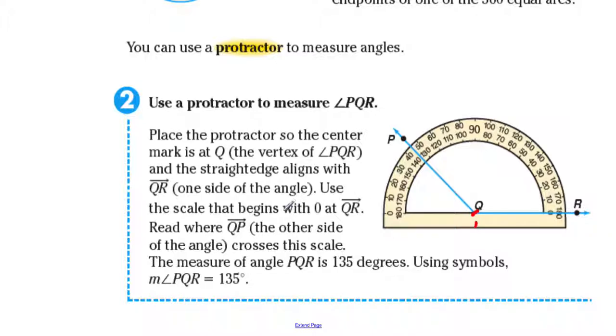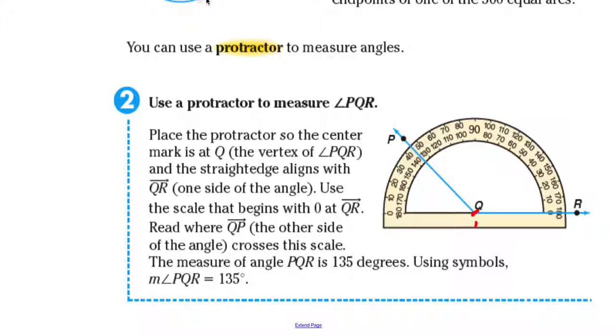Use a scale that begins at 0 on QR. So when you find the ray that aligns with the straight edge, look for the 0. Read where ray QP on the other side of the angle crosses the scale. That's QP right there. The measure of angle PQR is 135 degrees, because if you read from the 0, you'll go all the way to 135 degrees. Using symbols, where M represents measure, the measure of angle PQR is 135 degrees.